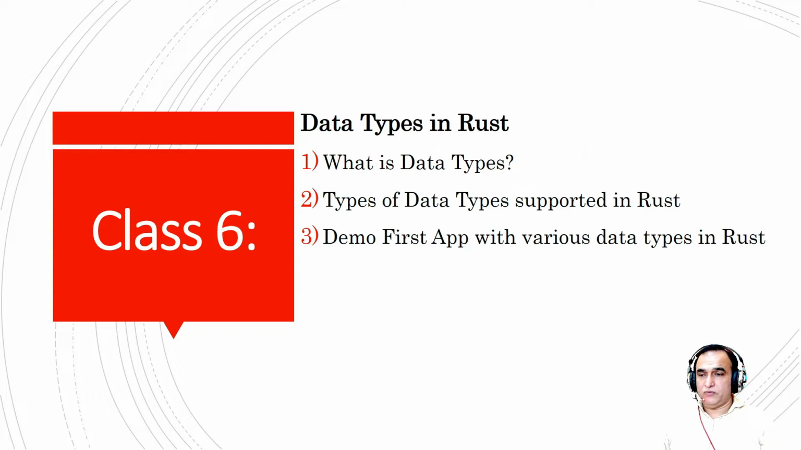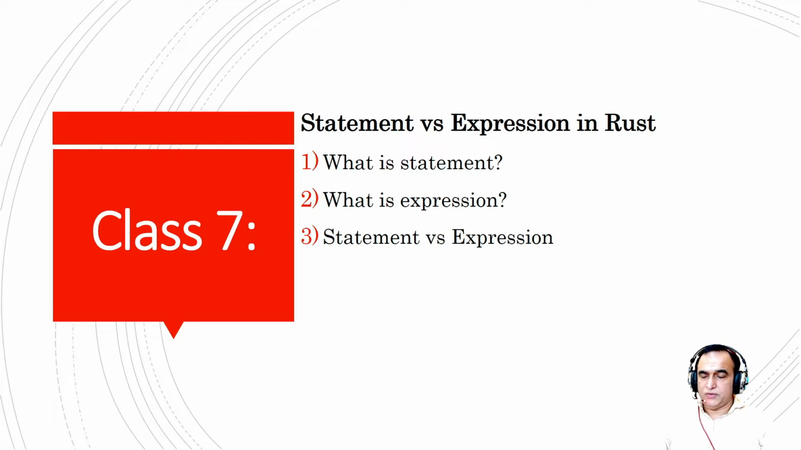In the last video we understood the data types supported in the Rust language, and in this video, class number 7, we are going to understand the difference between statement versus expression. I told in the first lecture also that Rust is a low level expression oriented language, meaning each and everything which we write in Rust is an expression.